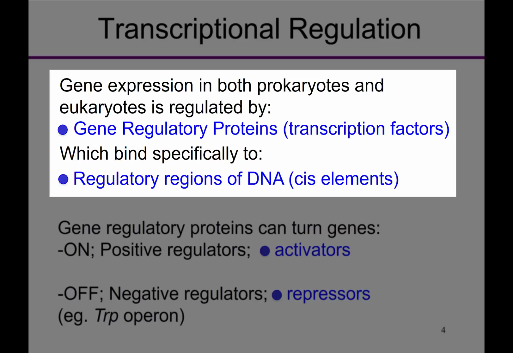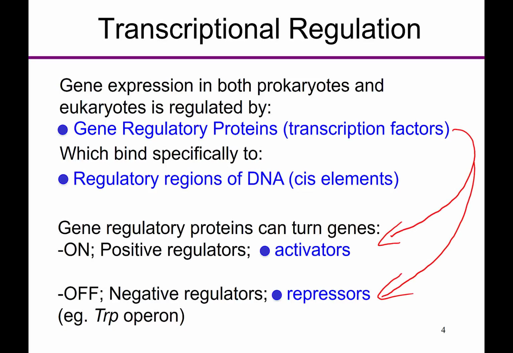Now, if we look at these transcription factors, these specific gene regulatory proteins, we can actually divide them up into either activators or repressors. So you have gene regulatory proteins that can turn genes on, positive regulators, those are our activators, and then the ones that turn genes off, that repress transcription, those are repressors. Now we're going to really address these transcription factors, activators and repressors, in this lecture in eukaryotes.